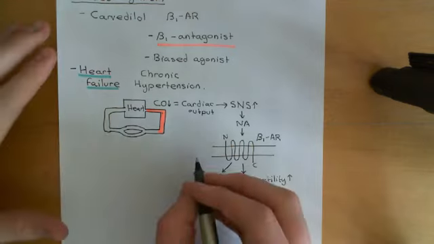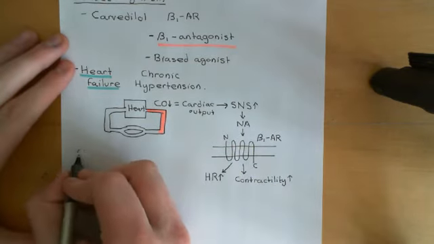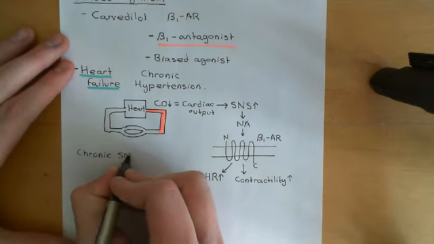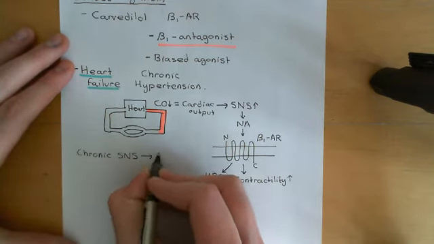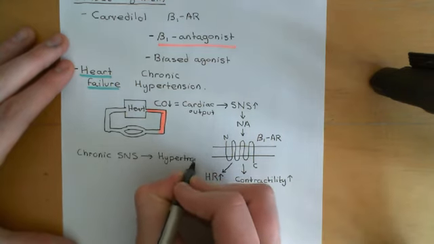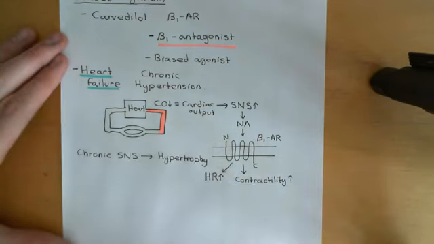Okay, in fact, chronic sympathetic stimulation in this way, so I'll put chronic SNS stimulation, leads to a phenomenon known as hypertrophy of the cardiomyocytes. Okay, so let me just explain what hypertrophy of the cardiomyocytes means.